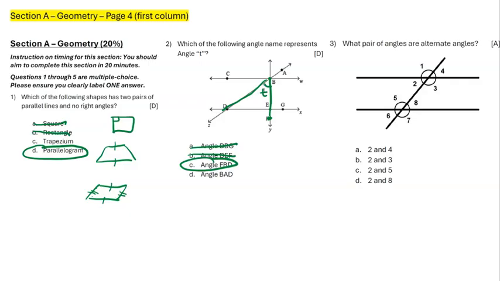And then BAD was a weird one. It started over here, went up that way, and then back down that way. So that was just a straight line, really. So that wasn't the option. So C was the correct one for that. So now on to 3.